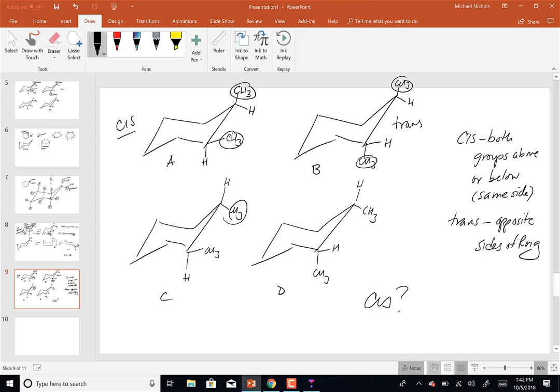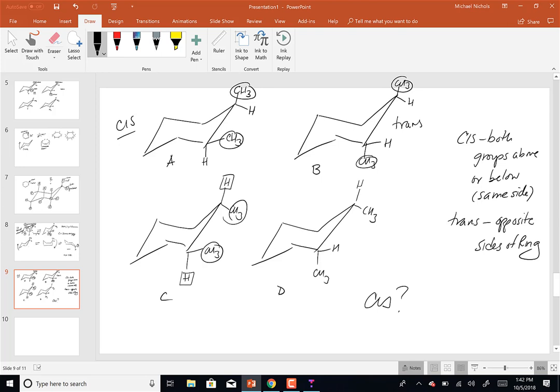Okay. On three. How many people say above? How many people say above? Below? It's below. How do you know that? Look at that hydrogen. That hydrogen's definitely above. So that one's below. How about this one? How many people say above? Below. Okay. Again, if you're confused, look at the axial position.